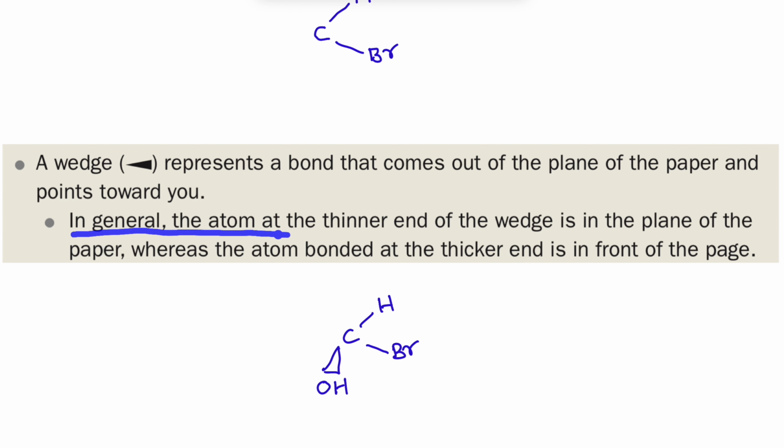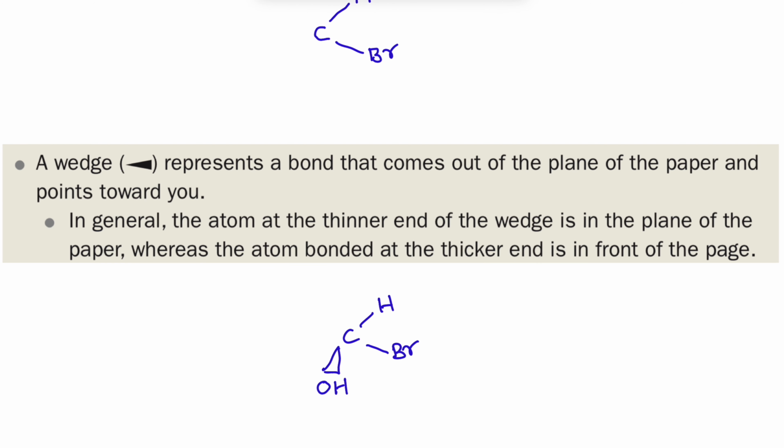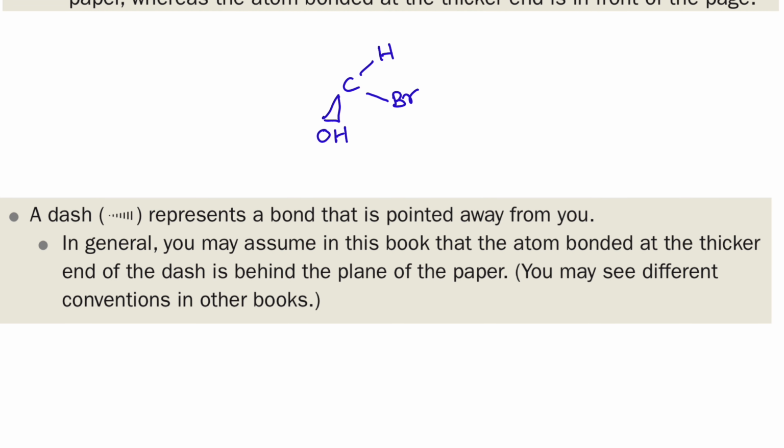In general, the atom at the thinner end of the wedge is in the plane of the paper, whereas the atom bonded at the thicker end is in front of the plane. So here this is the thinner part and this is the thicker part; this is lying in the plane of the paper, and this is above the plane of the paper. A bond drawn as a dashed wedge represents that it is away from the observer, that is, below the plane of the paper.